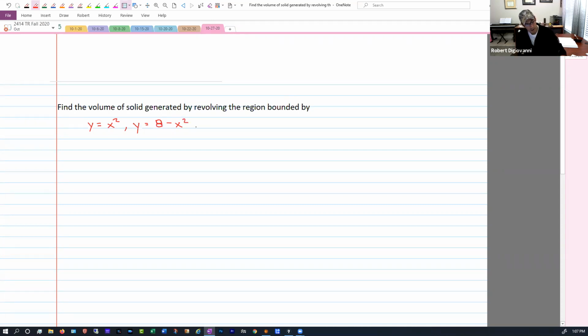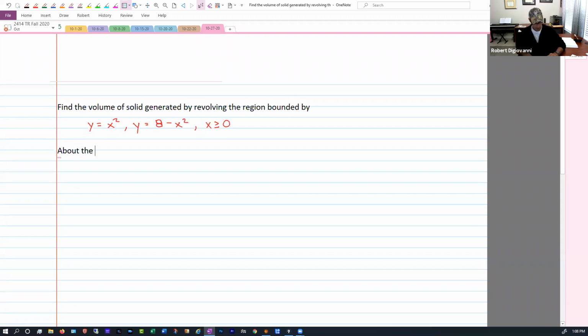And then I have one more thing with x being greater than or equal to 0. Okay, so we want to find the volume of the solid generated by revolving the region bounded by these curves in this condition about the x-axis. I need to state that here.